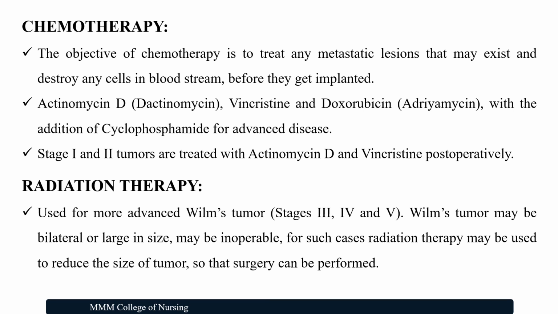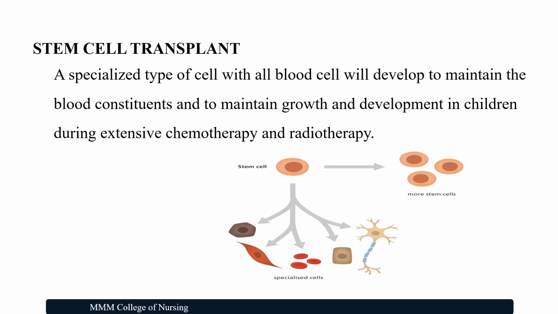Moving on to radiation therapy, it is used in advanced Wilms tumor, that is stages 3, 4 and 5. Radiation therapy is helpful when the tumor is bilateral or large in size and may be inoperable. In such cases, radiation therapy is used to reduce the size of the tumor so that surgery can be performed. An advanced method of treatment is stem cell transplant. Here, a specialized type of cell from which all blood cells develop helps maintain the blood constituents and also maintain growth and development in children during extensive chemotherapy and radiotherapy.